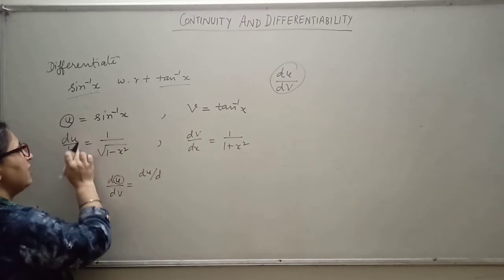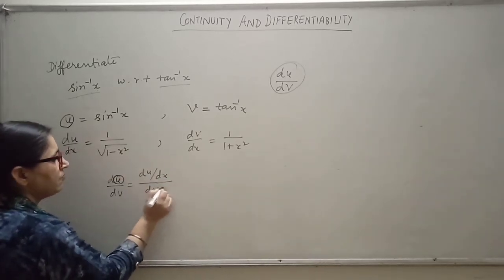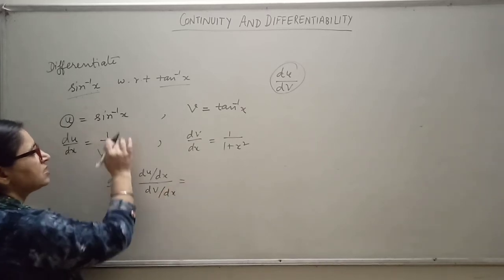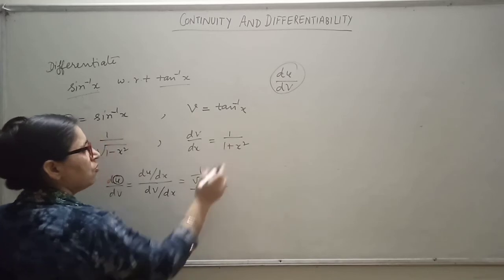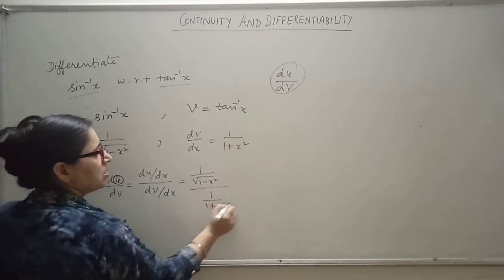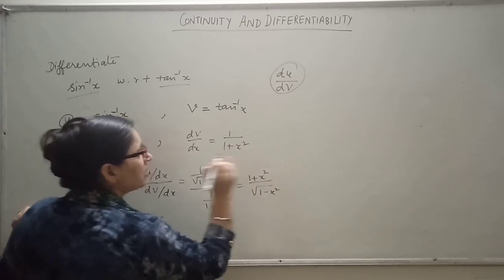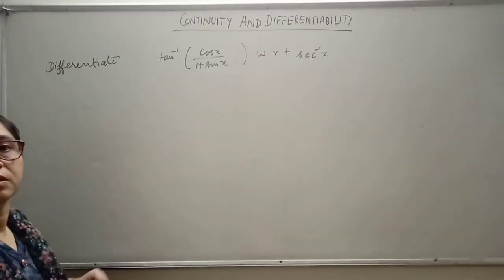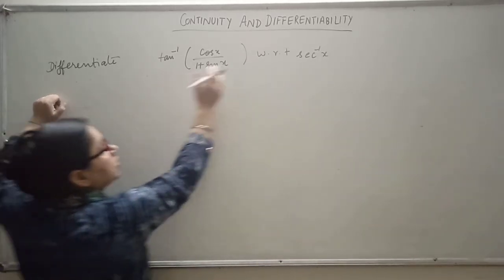So du by dx, because u is on the top, and this is dv by dx. du by dx is 1 by square root of 1 minus x square, and dv by dx is 1 upon 1 plus x square. So it would become 1 plus x square divided by square root of 1 minus x square. And in this question it is to differentiate this with respect to secant inverse x.